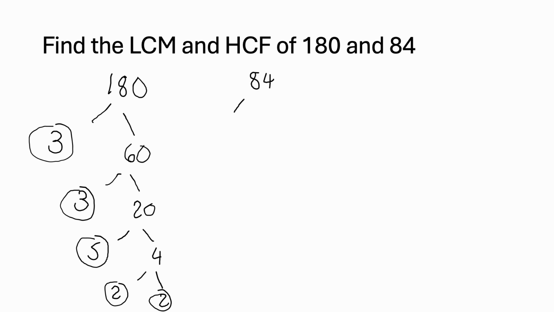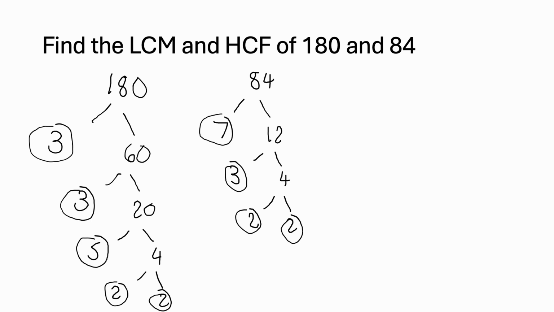84, you have 7, I believe. Yeah, 84 goes into 7. Or does it? Yeah, it does. So 7 and 12, and that splits into 3 and 4, and that's 2 and 2. Okay, so 180 is equal to 2 squared times 3 squared times 5. And 84 is 2 squared times 3 times 7.